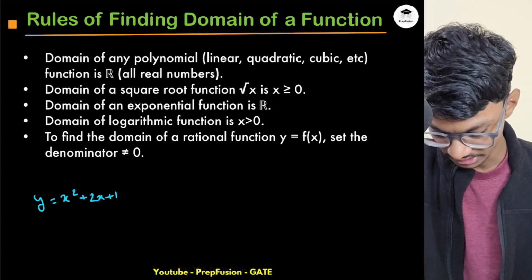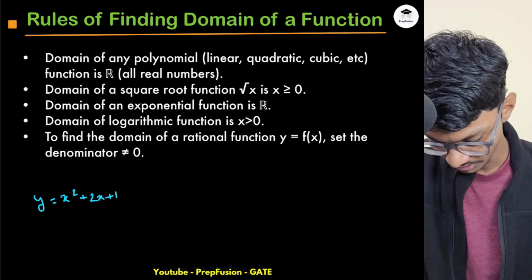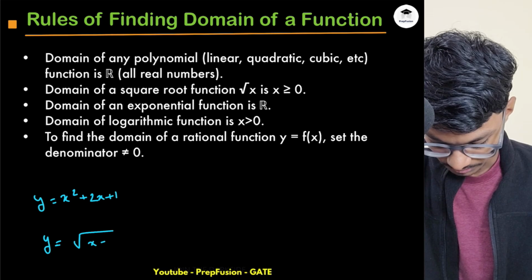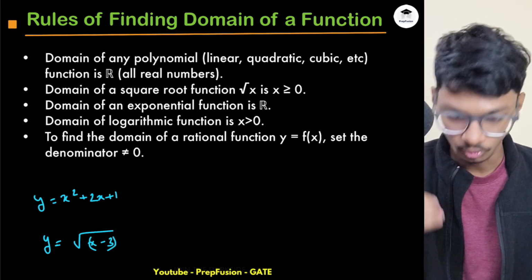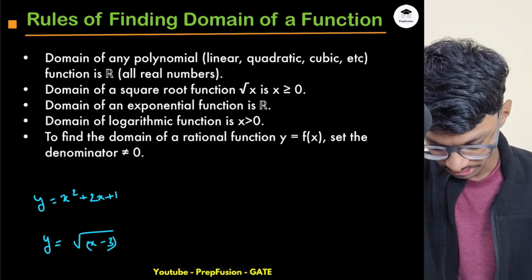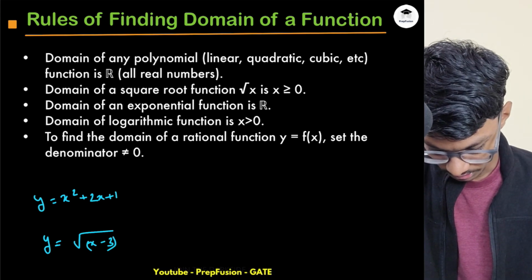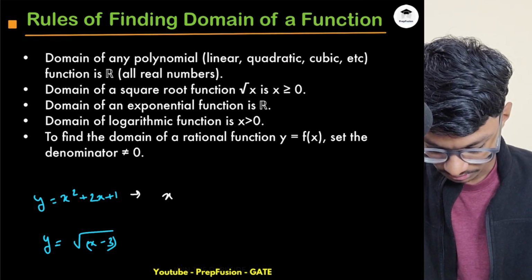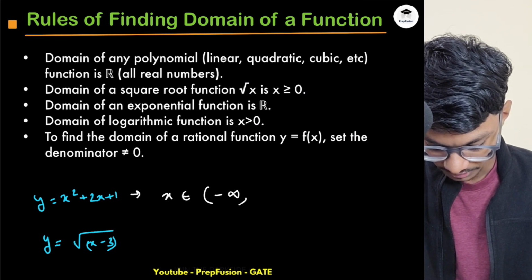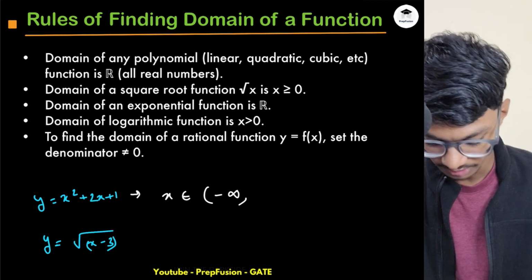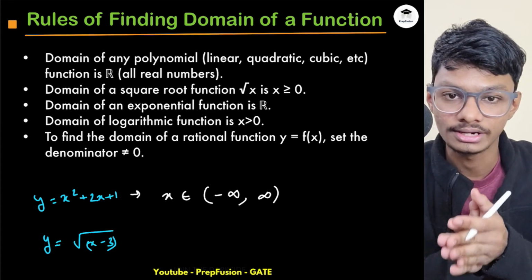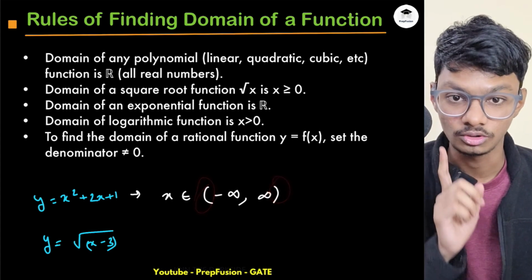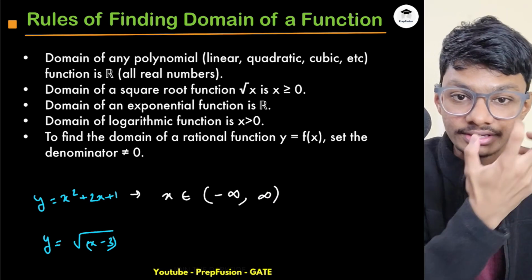So let me take an example. This was the first example, so let me take another example, like y equals under root x minus 3. Now can you tell me the domain here? In this case, my x belongs to minus infinity to plus infinity, all real values. Obviously I can never reach infinity, that's why this is a round bracket, not a square bracket, because I can never reach infinity, right?